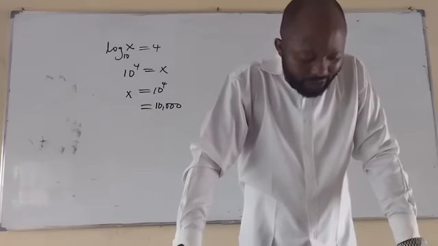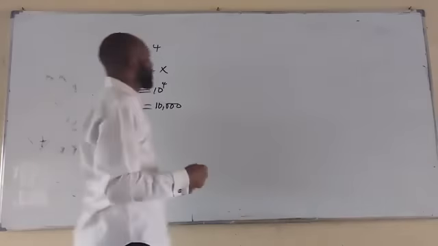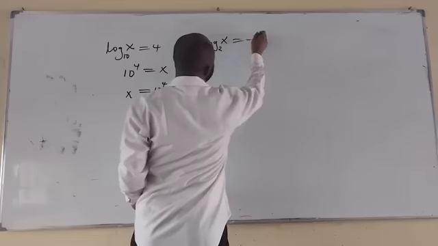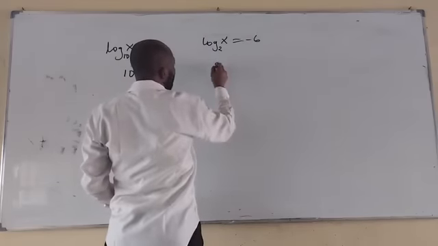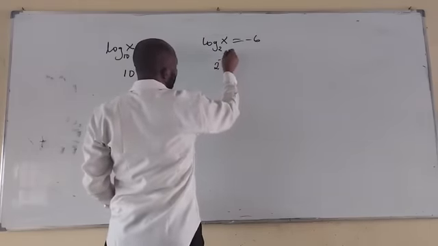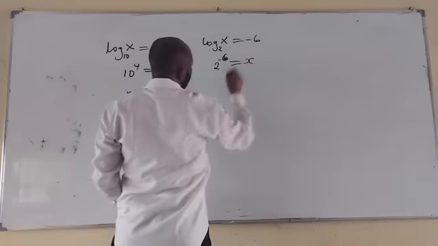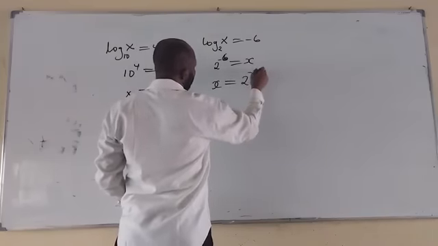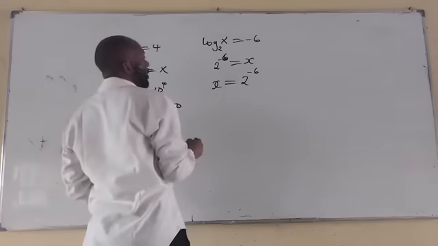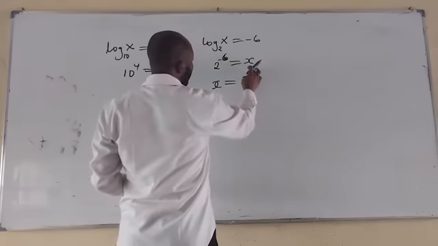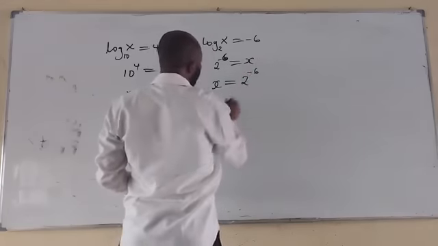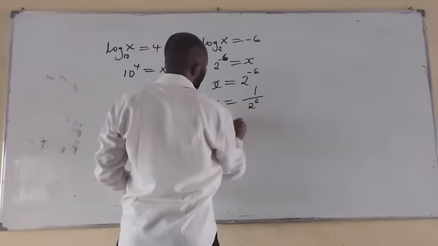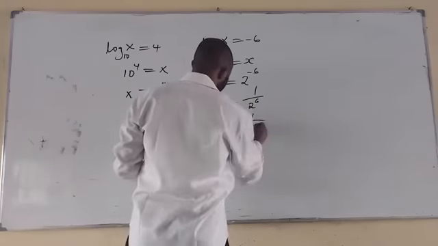Now let's take another one. Log x in base 2 is equal to minus 6. So I have 2 raised to the power minus 6 is equal to x. When a number is raised to a negative index, it is equal to the reciprocal of that number raised to the same positive index. So x equals 1 over 2 raised to the power 6, which is 1 over 64.